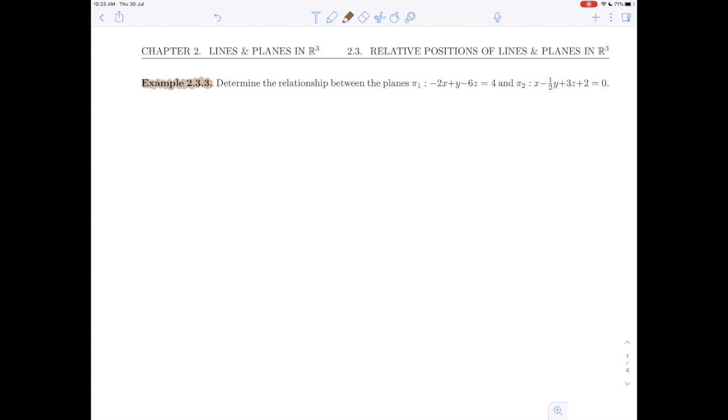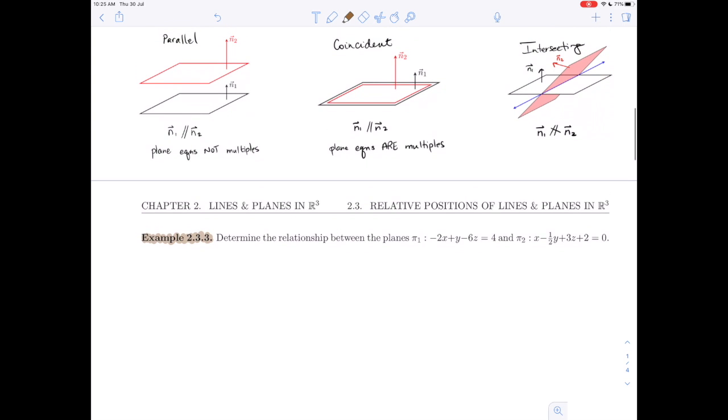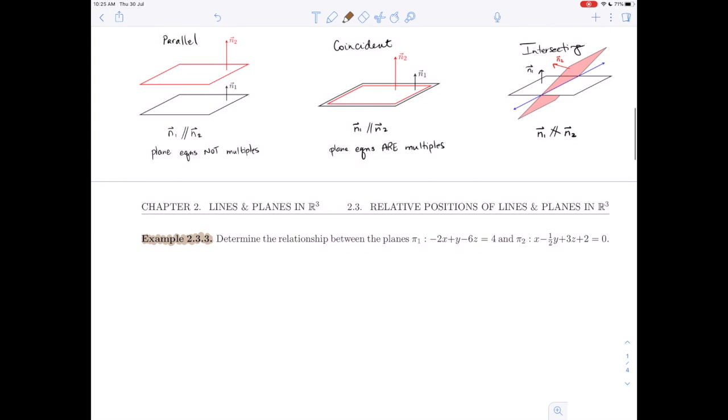So let's start by reviewing what we'd seen in the previous video, the three possibilities for the relative position of two planes. They can be parallel, coincident, or intersecting at a line. One of those cases immediately becomes clear if you examine the normal vectors. So n1 is not parallel to n2 in the case where the two planes are intersecting at a line. In the case where the two planes are parallel or coincident, the normal vectors are parallel to each other, and you have to examine the full plane equations.